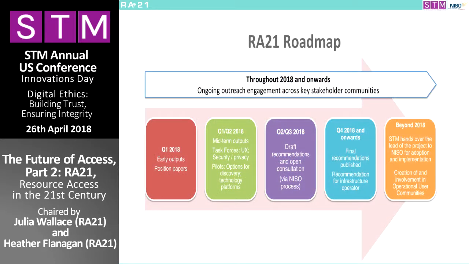In terms of roadmap, we have already generated a couple of early outputs. There's a position paper on what identity federations can do to make all this work as best as it can. We're now in the process of talking about these outputs from the two work streams, the UX and the privacy and security. There's a little bit more work to do on the technical side with the pilots before we make the final recommendation on which option we're going for, which Meltem mentioned.